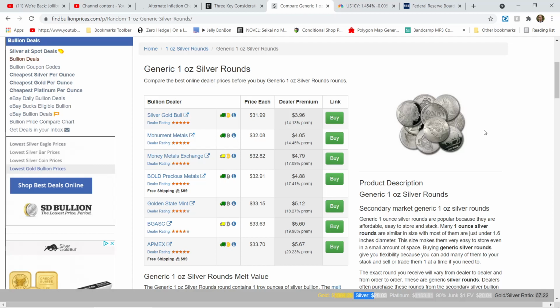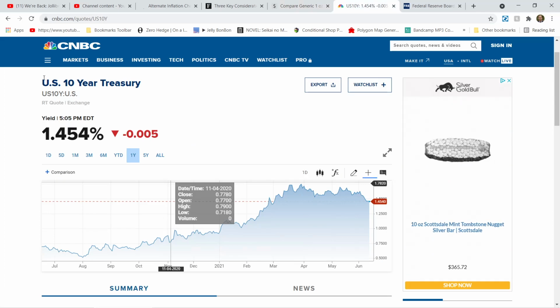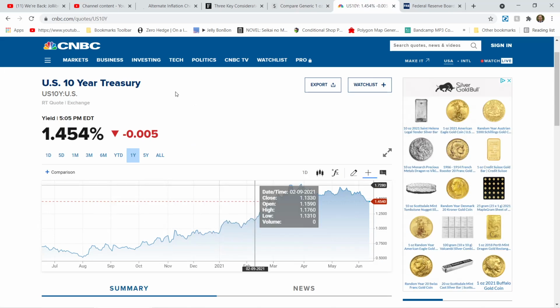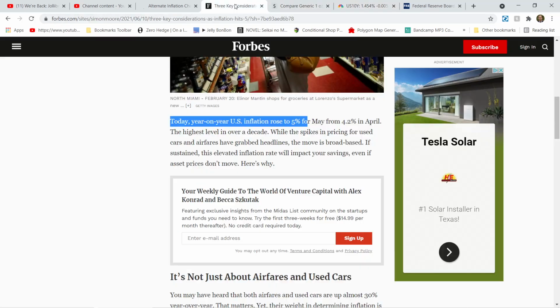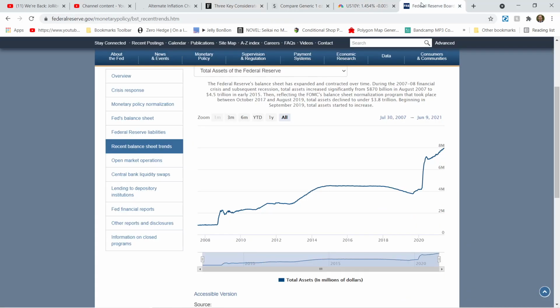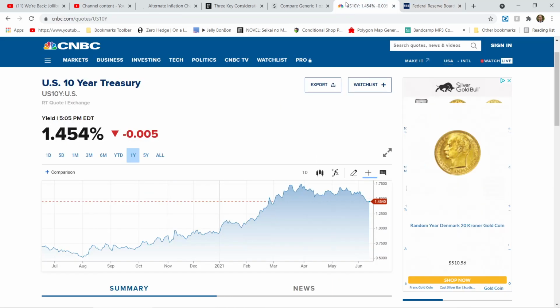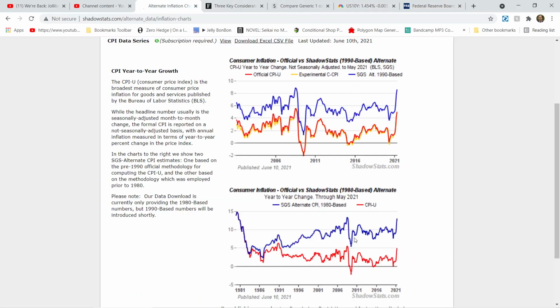And let's be realistic, it's probably more than that because of the way the government lies about the inflation numbers. So may be a good opportunity, because this is everywhere. This is not Alex Jones screaming about UFOs and gay frogs. This is CNBC. This is Forbes. This is the mainstream media. This is the Federal Reserve website.